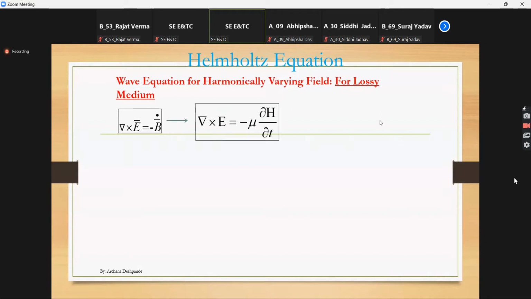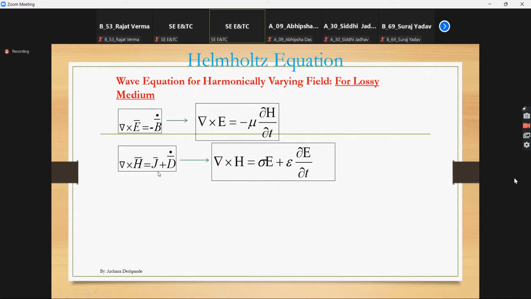So this is what we have done. Curl of E is equal to minus mu dabba H by dabba T. In the earlier case, if you remember, this was 0 because it was free space, so we directly took curl of H is equal to dabba D by dabba T. But this is a lossy medium, which means charges are going to be there. So curl of H is going to have JC and JD both. Last time sir explained Ohm's law, which is JC is equal to sigma E.